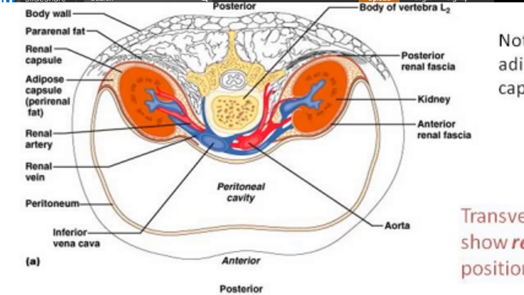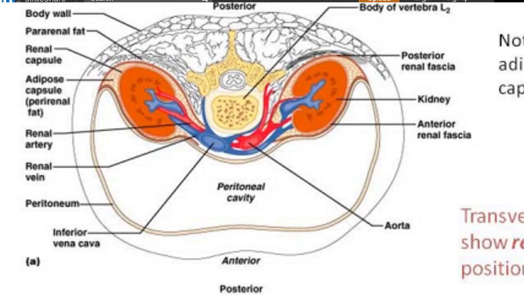The exterior capsule is the false capsule made of renal fascia. It has 2 layers, anterior and posterior. Superiorly, the 2 layers enclose the suprarenal gland and then merge with the diaphragmatic fascia. That is why the kidneys move with respiration.